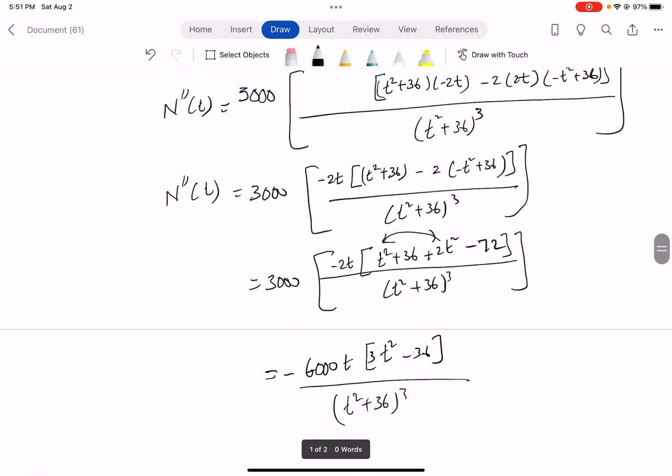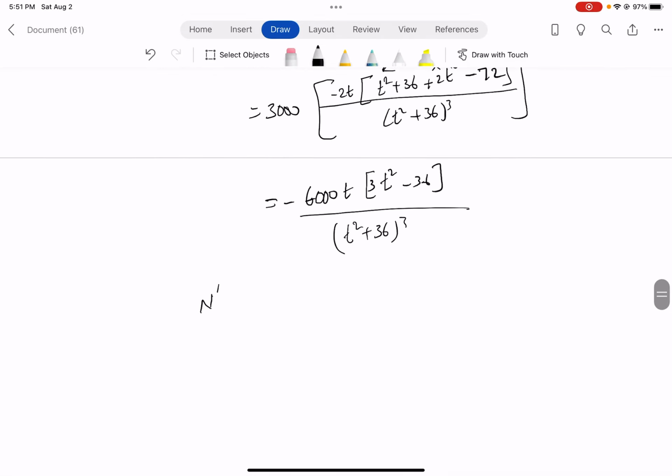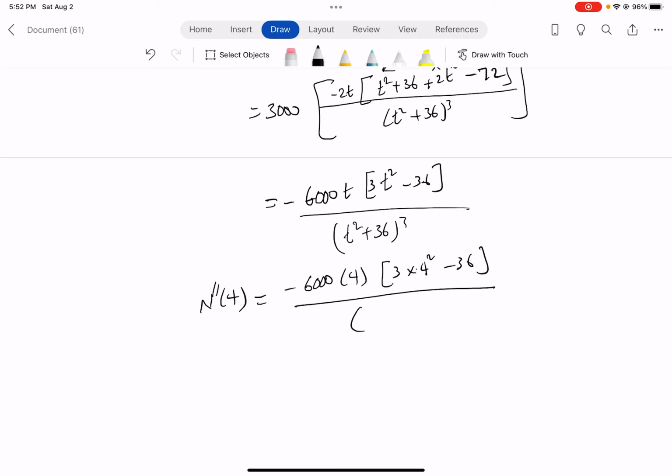Now let's determine and interpret n double dash 4 in the context of the situation. So we're going to put n double dash 4 inside it and see what's going to happen. So when you put t equals 4, 3 times 4 squared minus 36 over (4 squared plus 36) cubed. When you put it like that, you will get a minus, because there's a minus at the end.